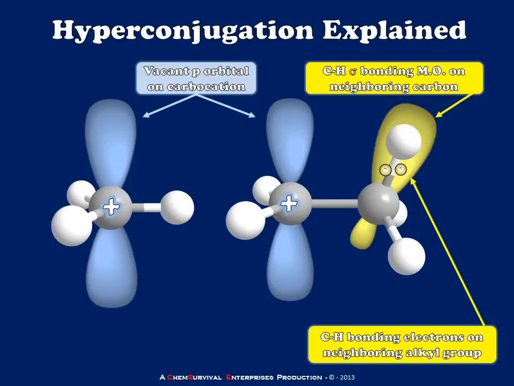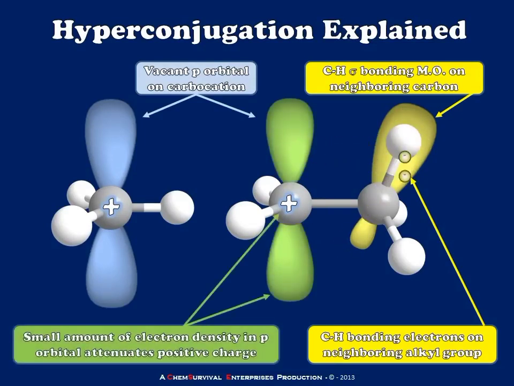But we also know that these electrons, though I've drawn them here in between the two bonded atoms, actually have free run of that entire volume that is defined by the molecular orbital. So they can run all around, up and down. And as you notice, occasionally they find their way over to the empty p orbital on the carbocation. And when this happens, they slightly attenuate the positive charge, thereby decreasing it.